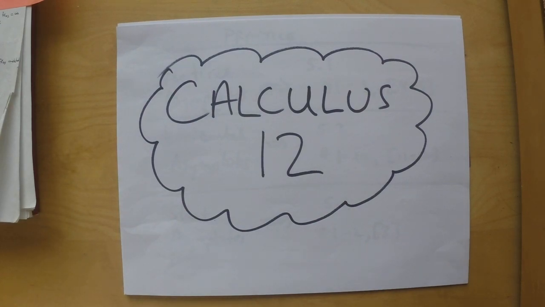Alright, Calculus 12. This is the lesson on asymptotes: vertical asymptotes, horizontal asymptotes, and slant asymptotes. Are you ready to rock and roll?